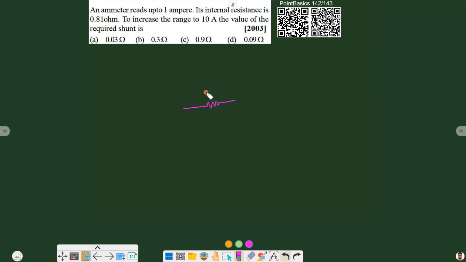we have a resistance of 0.1 ohm here, and we have a galvanometer whose maximum deflection is 1 ampere. Now we have to add a shunt, suppose R here, so that its range increases to 10 ampere. Now we know that through this part only 1 ampere of current can go. So we can say if a total of 10 ampere current is passing, then out of that 10, 9 ampere is going through this part.